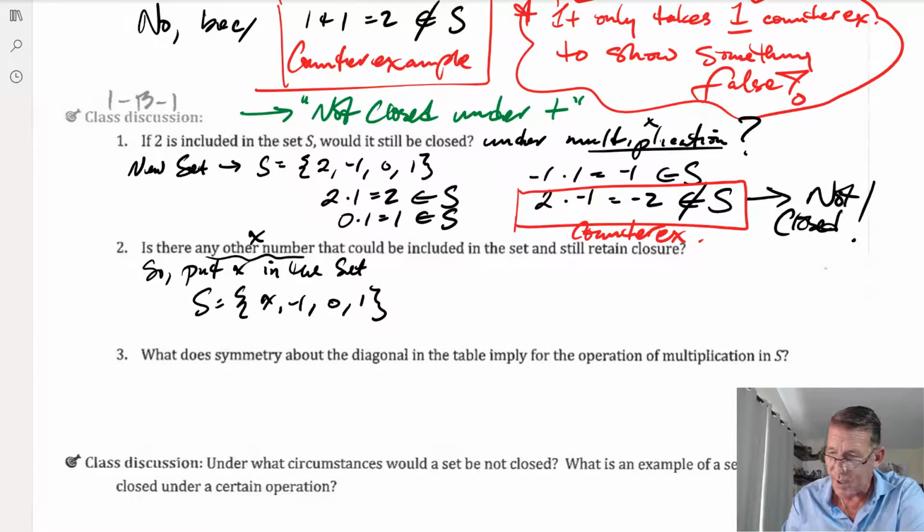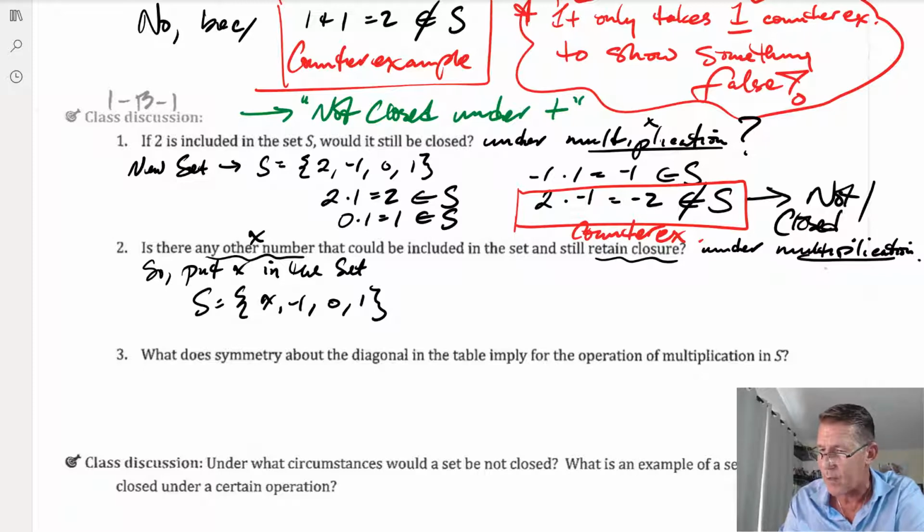All right, will this be closed? Will it retain closure, under multiplication, that is? We have to write down the operation. So under multiplication. We could specify addition, but let's specify multiplication as our operation. Okay, so let's test.